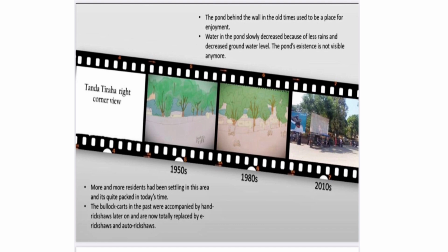Later, during the 1980s, that is our parents' generation, that place became a spot of enjoyment. But slowly the pond dried up due to the rise in industrialization and urbanization. All this resulted in the choking of the sewer line and thus led to flooding. Our suggestion for this is that these sewer lines must get broader and deeper.